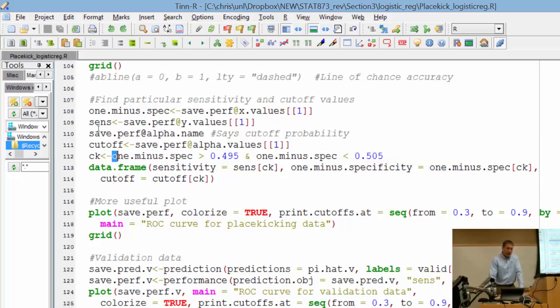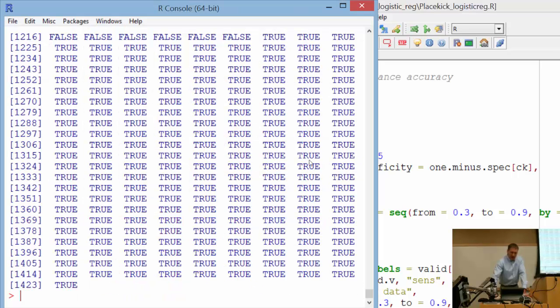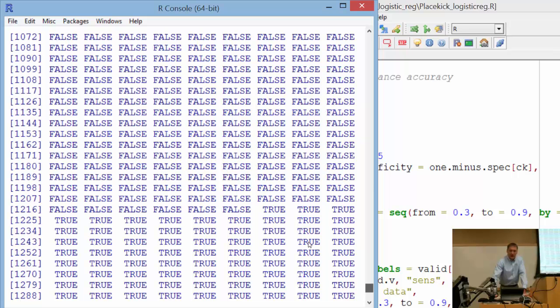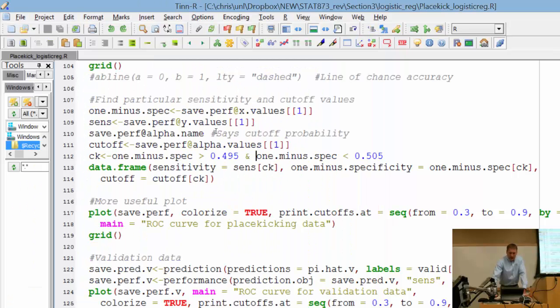Then what I want to do is create a true-false indicator for whether or not my 1 minus specificity is close to 0.5. So the first thing I do is I look at one.minus.spec greater than 0.495. What does that return if I just execute that part of code? It gives me trues and falses, corresponding to whether my 1 minus specificity is greater than 0.495.